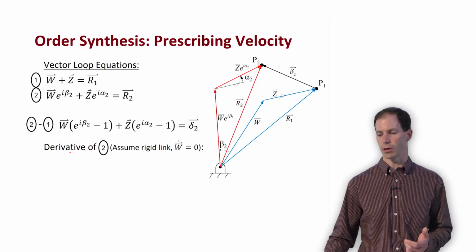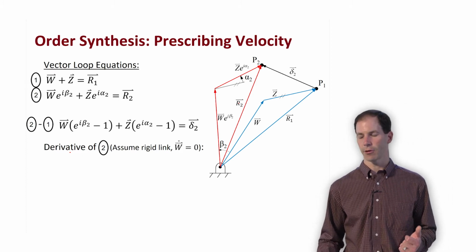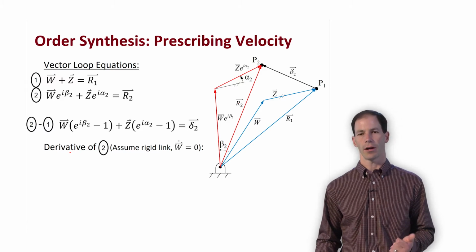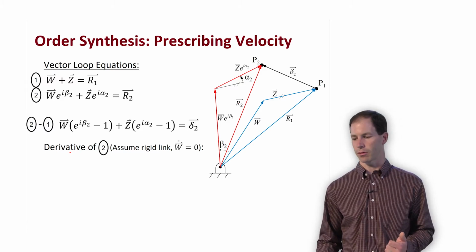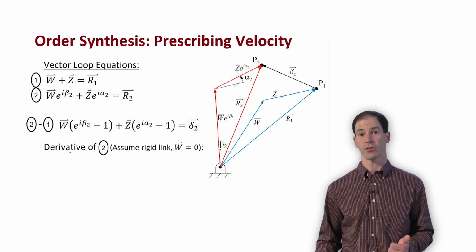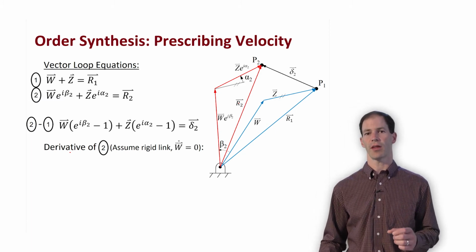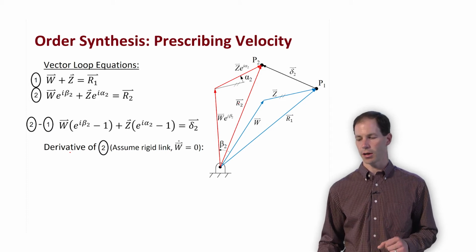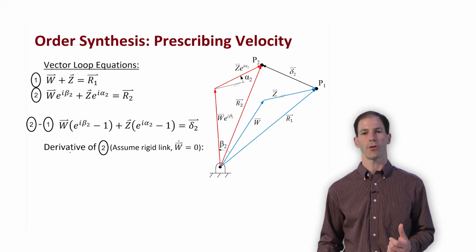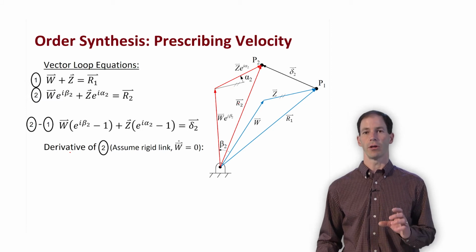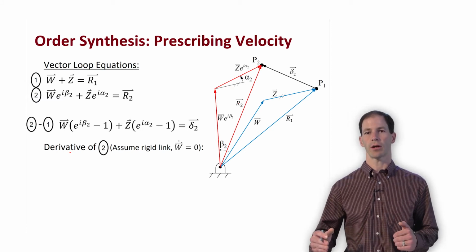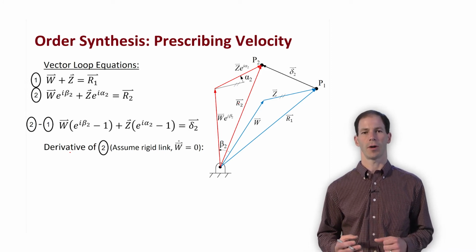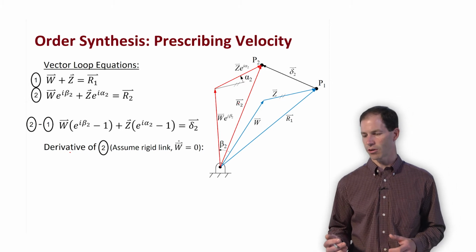The other equation that I'm going to use is I'm going to take the derivative of equation 2. Now equation 2 is describing the location at precision point 2 with respect to the ground pivot. So this position vector, this R2, if I take the derivative of R2, that's the velocity at precision point 2, and that's what I want to prescribe. So let me go ahead and take this derivative, and in doing so, I'm also going to say that I have rigid links, which means that the length of the W vector and the Z vector do not change. And because I've got rigid links, that simplifies my derivative here just a little bit.